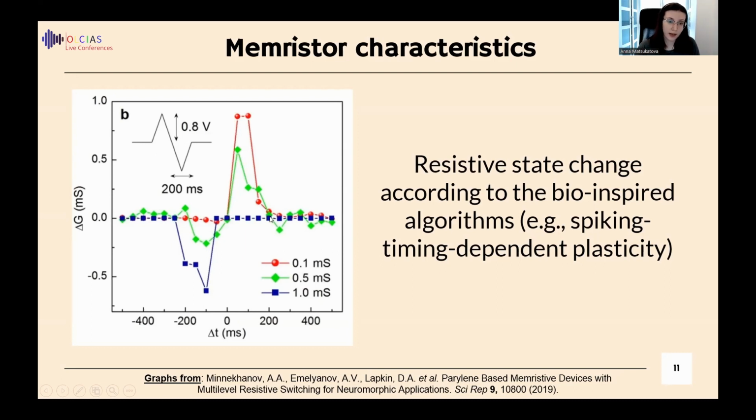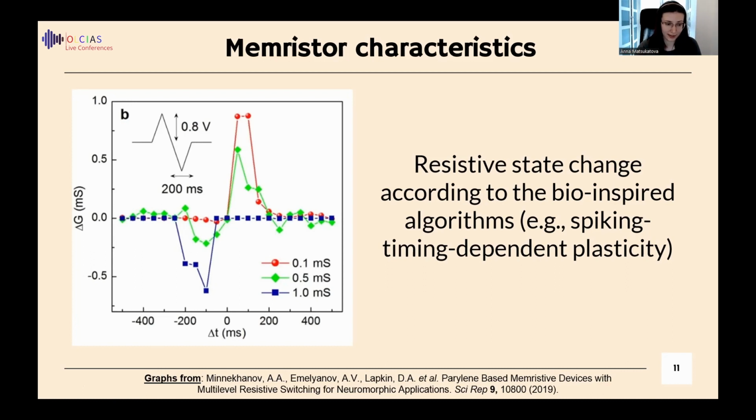But on the other hand, if the postsynaptic spike arrives first and then the presynaptic spike, this is not the type of connection that we want to strengthen. We want to decrease this connection. So here we can see that in the other case, the conductivity of the memristor is decreased. The memristor has lower and lower conductivity, and this weight has a lower and lower impact on the neural network.